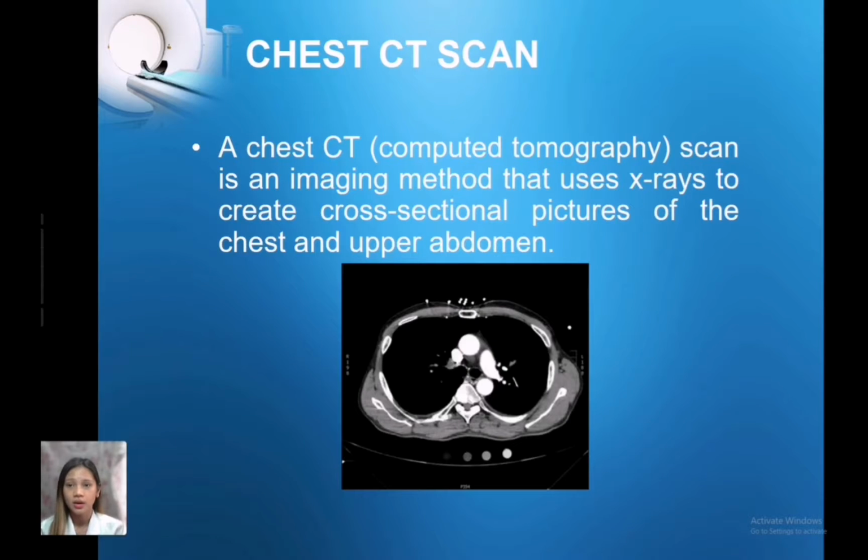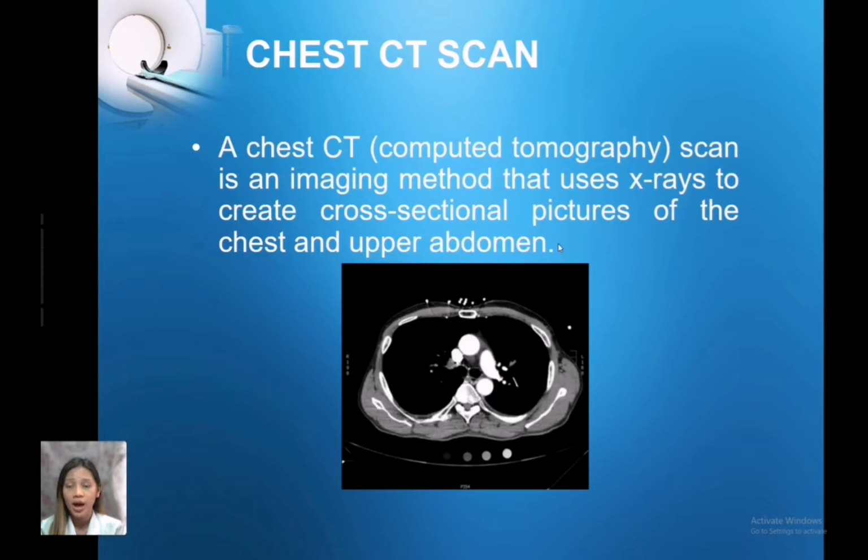Before anything else, let's identify first what modality we use to visualize the chest of the patient. So we use the chest CT or the computed tomography scan. It is an imaging method that uses X-rays to create cross-sectional pictures of the chest or the thorax and the upper abdomen of the patients.